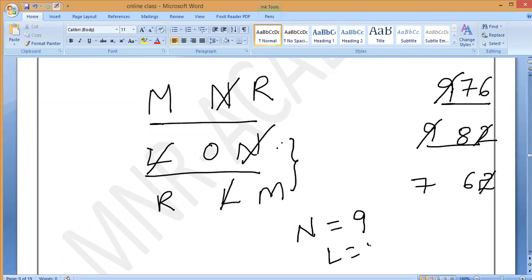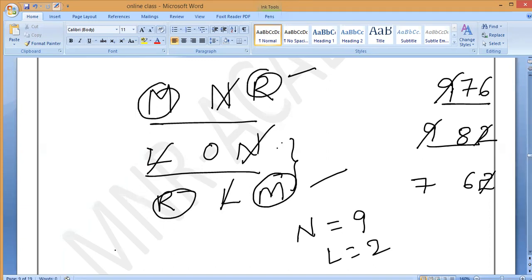See first and third row. Common: M and R. So we cannot say that 7 and 6. M is maybe 7 or maybe 6, and R is also maybe 7 or maybe 6. Do you understand all of you?